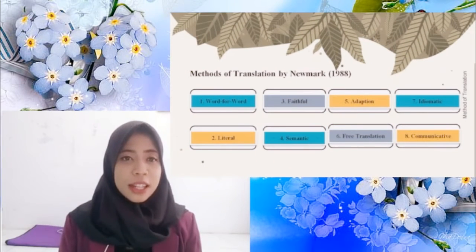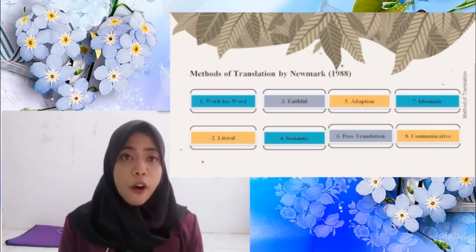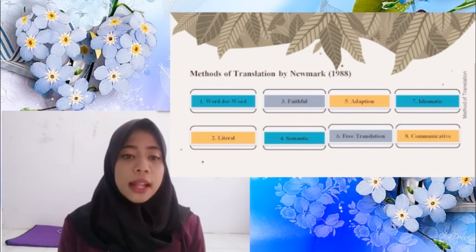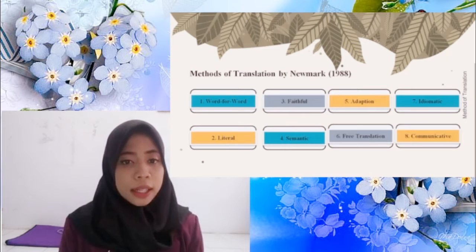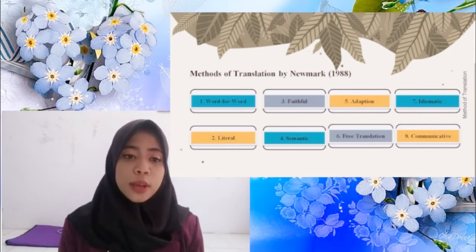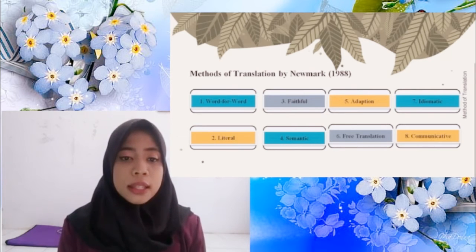Now I will tell about the methods and procedures of translation. According to Newmark 1988, there are 8 methods of translation. Number 1 is word for word, which is often demonstrated as interlinear translation with the target language immediately below the source language words. The second is literal translation. Here the source language grammatical constructions are converted to their closest target language equivalents, but the lexical words are translated singly, out of context.